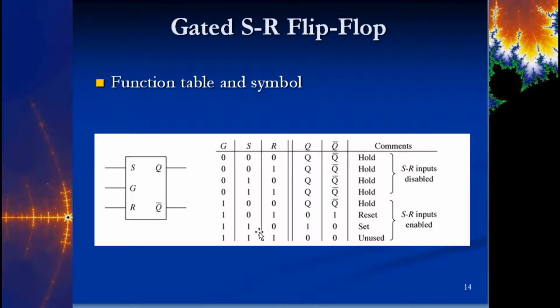When the gate is high and it passes S and R through, now it looks like a regular SR flip-flop. If I could draw a line through the middle here, again, 0, 0 condition, hold. 0, 1 is a reset. 1, 0 is a set. And then we don't use this last condition. So we just added some complexity to it, but now we've also added a way to control whether we want this thing to turn on or off.